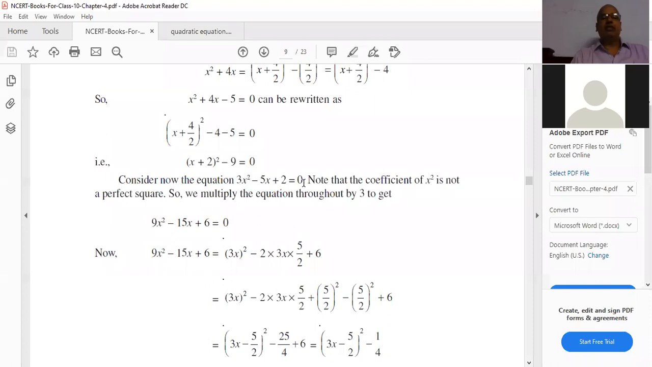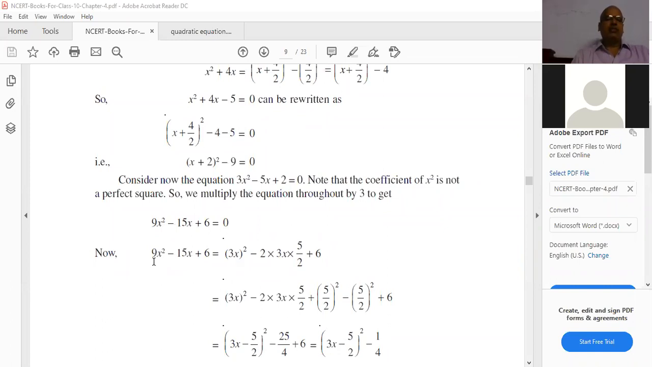That's why we are going to multiply this full equation. We multiply the equation throughout by 3. If you multiply by 3, 3x square means 3 3s are 9x square, 3 into 5 is 15x, 3 2s are 6. So 9x square minus 15x plus 6 equal to 0. This is the equation we got by multiplying by 3.